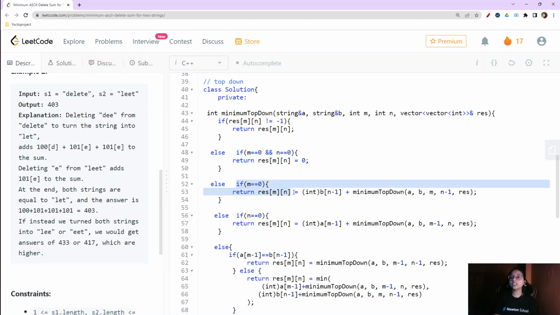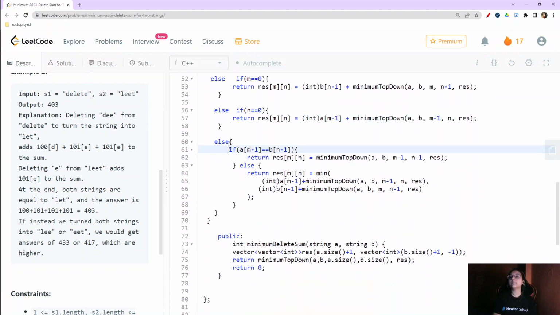If m is equal to 0, then we will be checking for our b, that is our other word. If n is equal to 0, then we will be checking for our other word, that is a, and the other solution. And if both of them are equal and both are greater than 0, then we will directly go ahead by skipping these indices. Or the other way around, if both of them are not equal, then we will check which of them is minimum out of both of them.